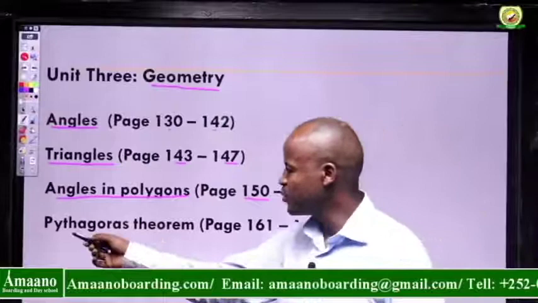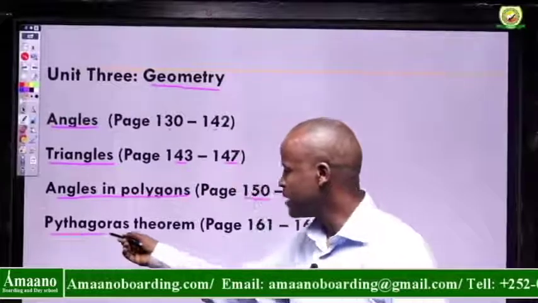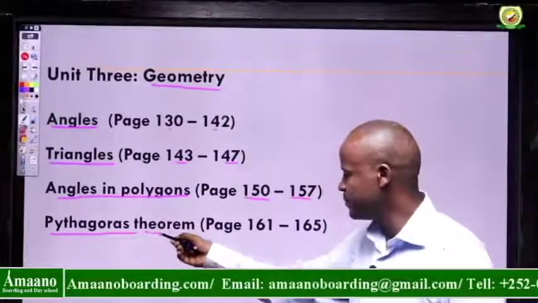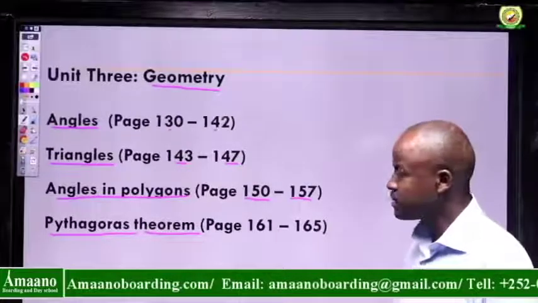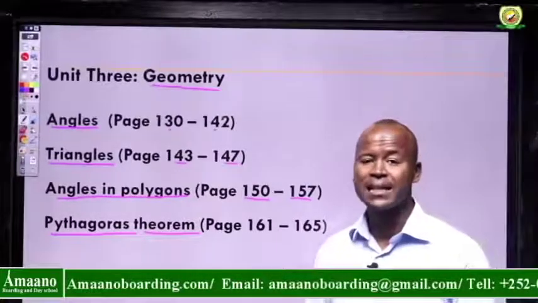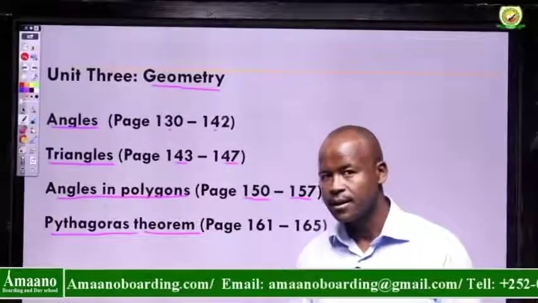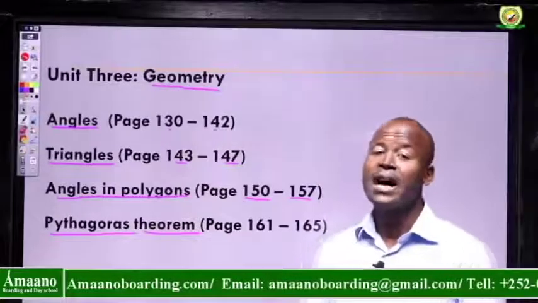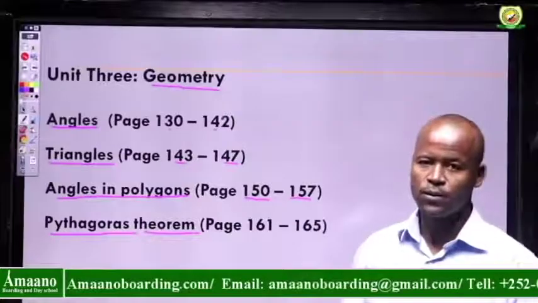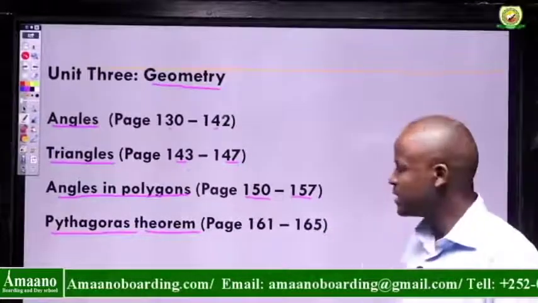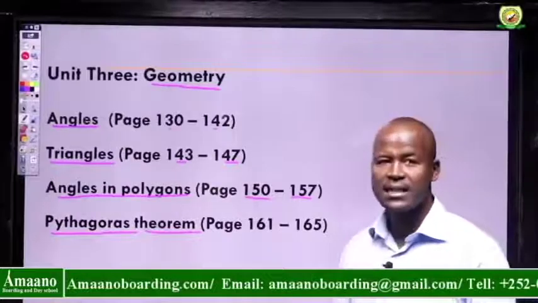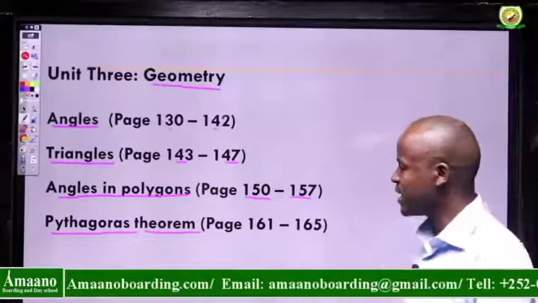The other part included on your final exam, that is the Pythagoras theorem. This theorem, it states that, actually it's related with right-angled triangle. It states the square of the hypotenuse is equal to the sum of the squares of the other two sides of that given right-angled triangle.